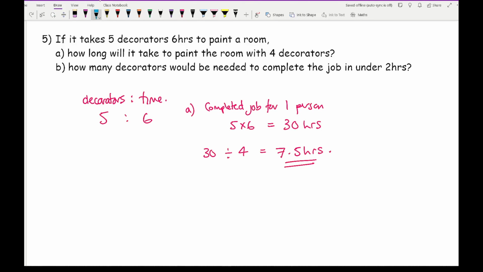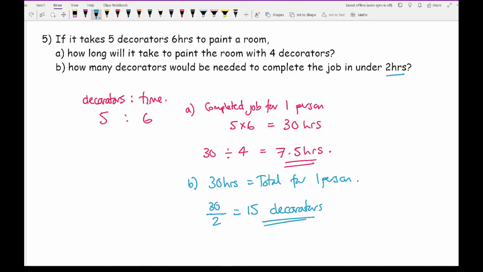Then moving on to question B, it says how many decorators would be needed to complete the job in under 2 hours? So here again, we know that the completed job is 30 hours, which is the total for one person. And so for 2 hours, we do 30 divided by 2, so it's going to equal 15. So I'm going to need 15 decorators to complete the job in 2 hours.